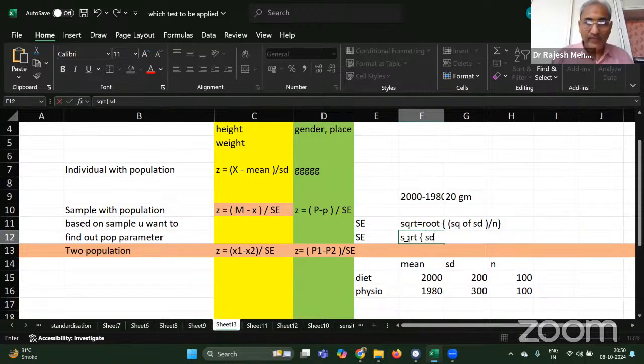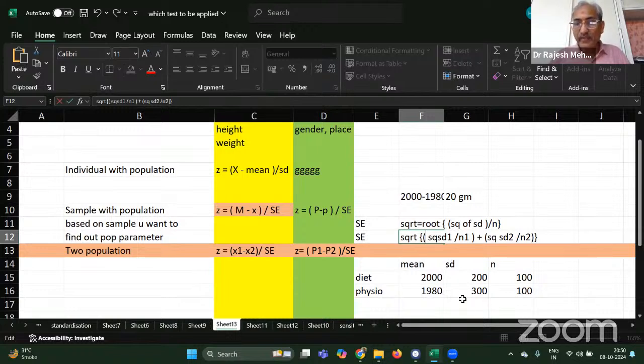Square root of SD1 square divided by N1 plus SD2 square divided by N2, and the whole root we were taking. This is how we do the formula. SD1 square upon N1 plus SD2 square upon N2, whole into the root we are taking.